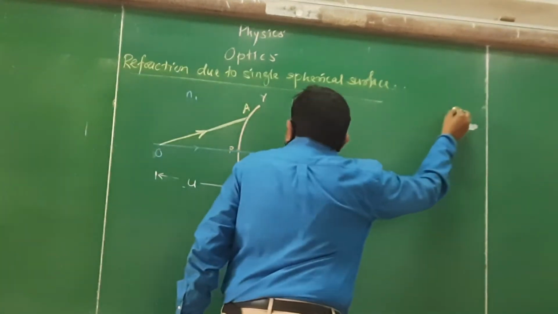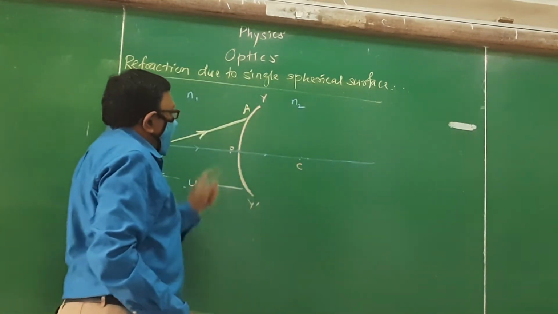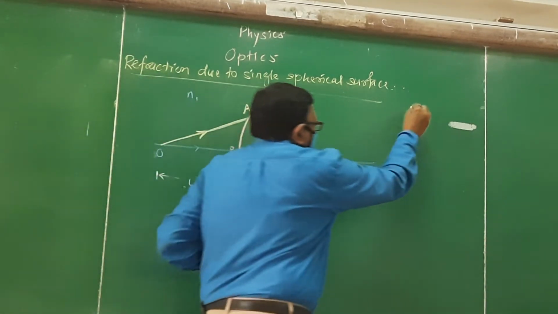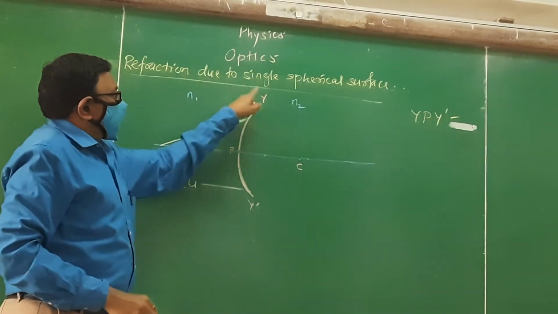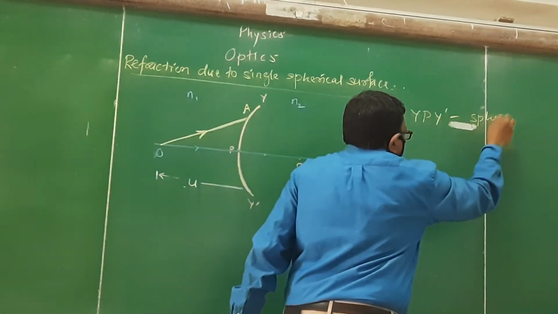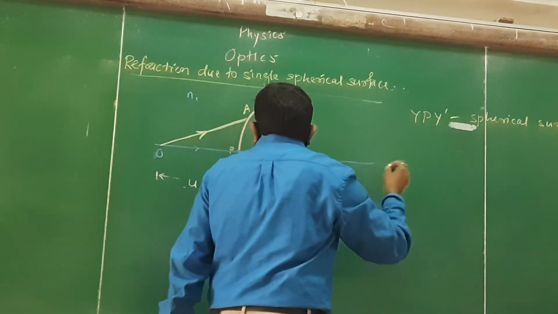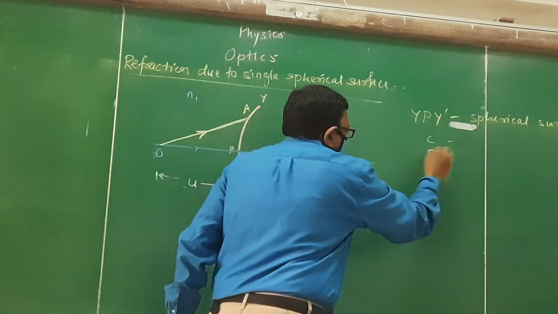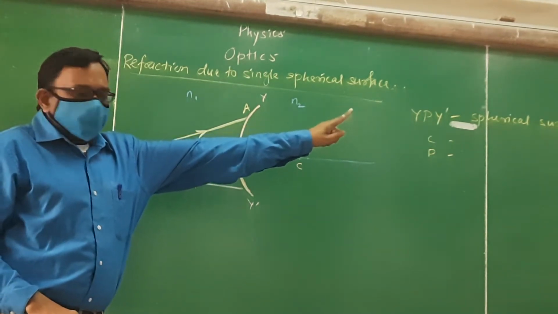Here, you may write like this. If you draw the diagram, below it or along the side of it, you may write the labeling like this: Y P Y dash. What does it represent? Y P Y dash is the single spherical surface. Then C is the center. P is the pole. In this way you may write the labeling.